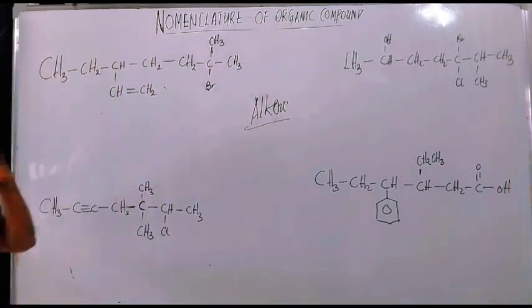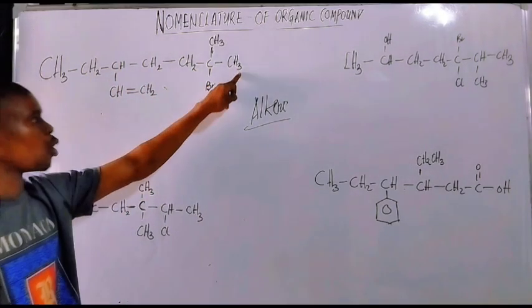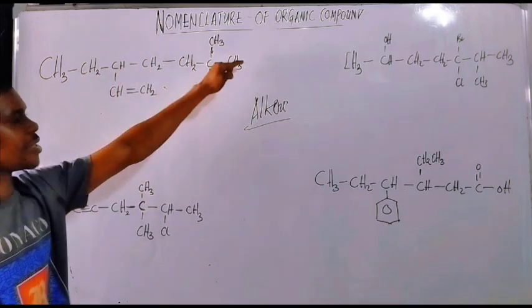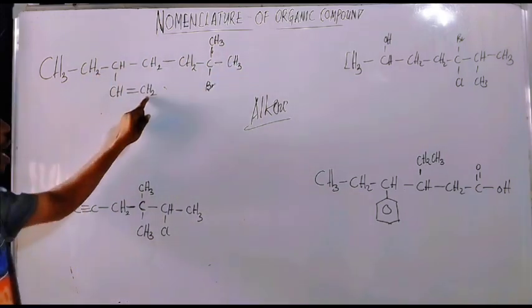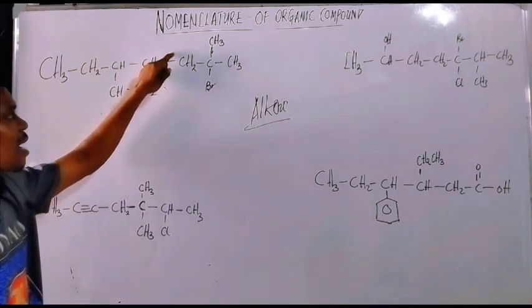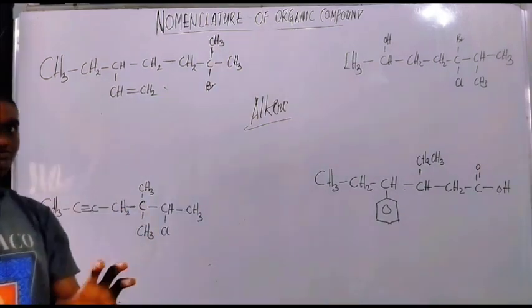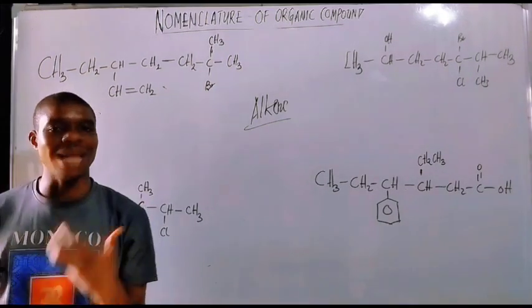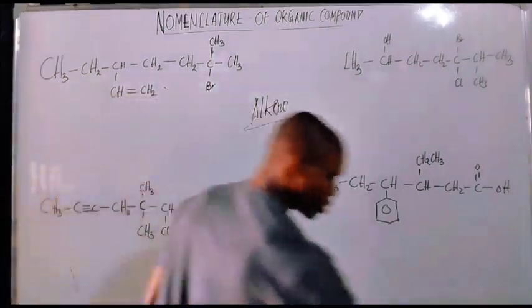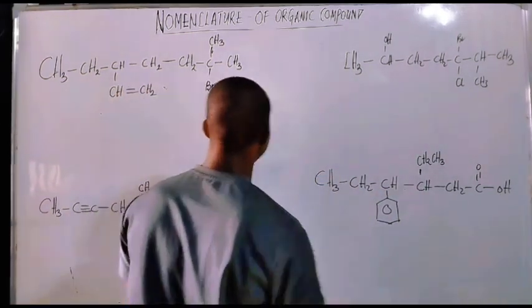So if you look at this thing here, from here to here there is no double bond, but from here to this other point here, that's where we have the double bond. So we have 1, 2, 3, 4, 5, 6, 7. So the 7-member alkene is called heptene.